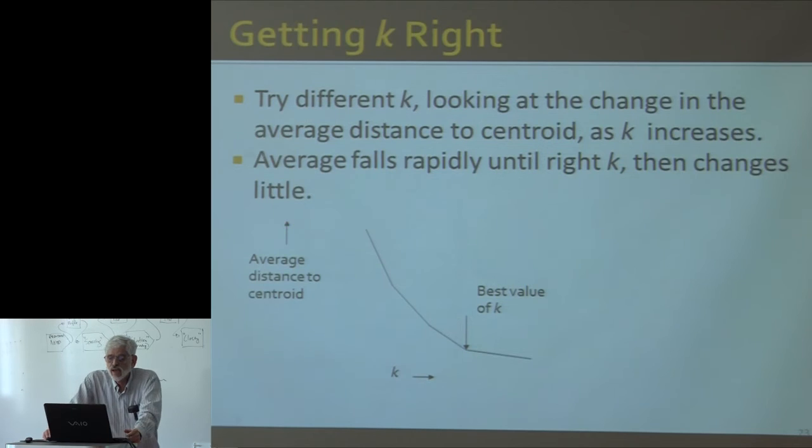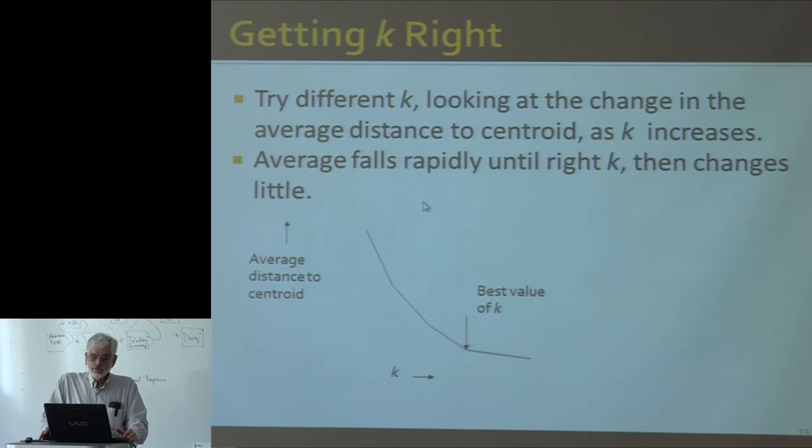But let's look at the x-axis, which is the value of K, and the y-axis, which is the average distance of points to the centroid to which they are assigned. Obviously this should be a decreasing function. The average distance should be a decreasing function of the number of clusters, as the more clusters you use, the more likely a point is to be close to some centroid. If every point is a cluster, it's 0.